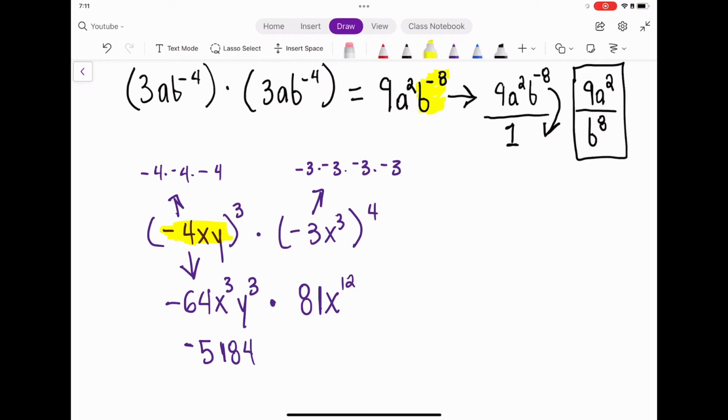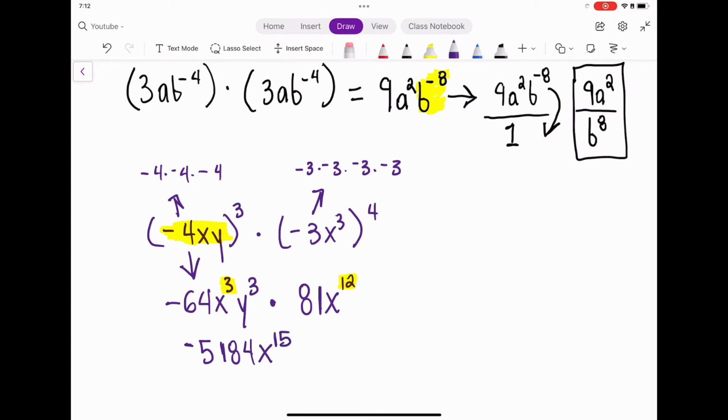And then because we have x's, we're going to multiply x to the third and x to the 12th. And when we combine them by adding the exponents, we're going to get x to the 15th power.